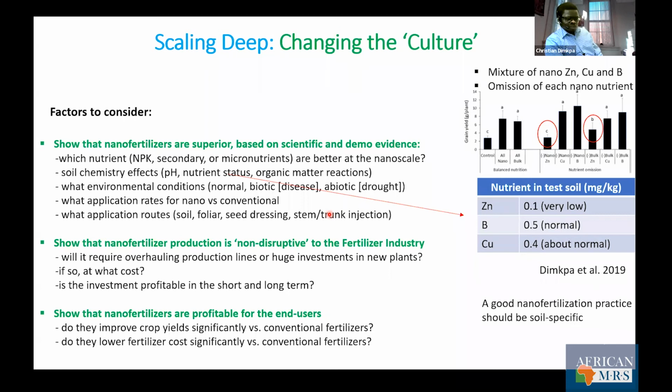So the question will be: do they improve crop yield so much that when you compare to conventional fertilizers, you have a surplus in terms of more crop yield and less nutrient use? And which goes to the question also of whether that will lower your cost of applying fertilizer in the field compared to the conventional product. At any rate, a good nanofertilizer practice must be soil specific. It comes back to this: you must test your soil to be sure you're not adding what the soil doesn't need. Otherwise, you waste your money and you don't get the effect like you see here.